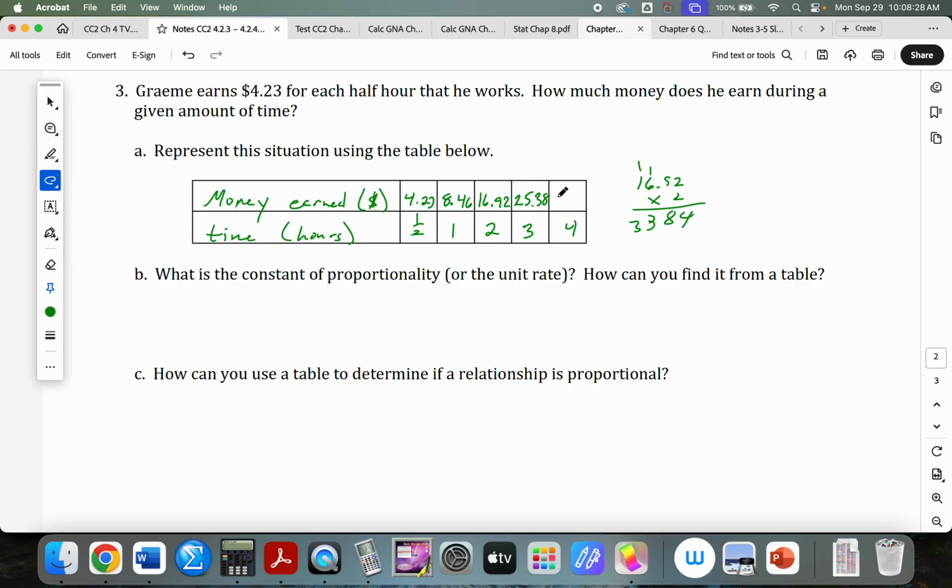So it's 3384. So what's the constant of proportionality or the unit rate? Yes, sir. It's 8.46 per hour. What's per hour? $8.46 earned per hour. Yeah. $8.46 per hour.